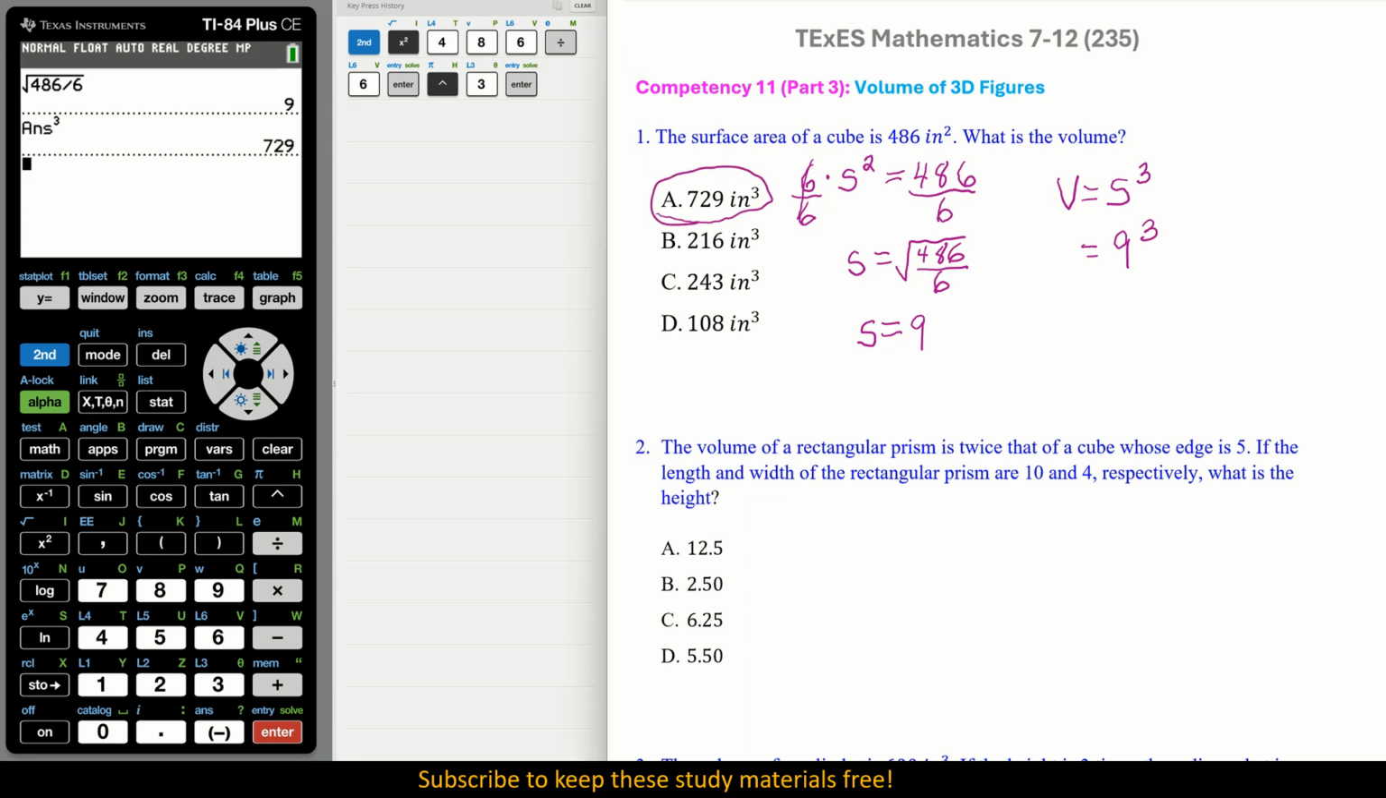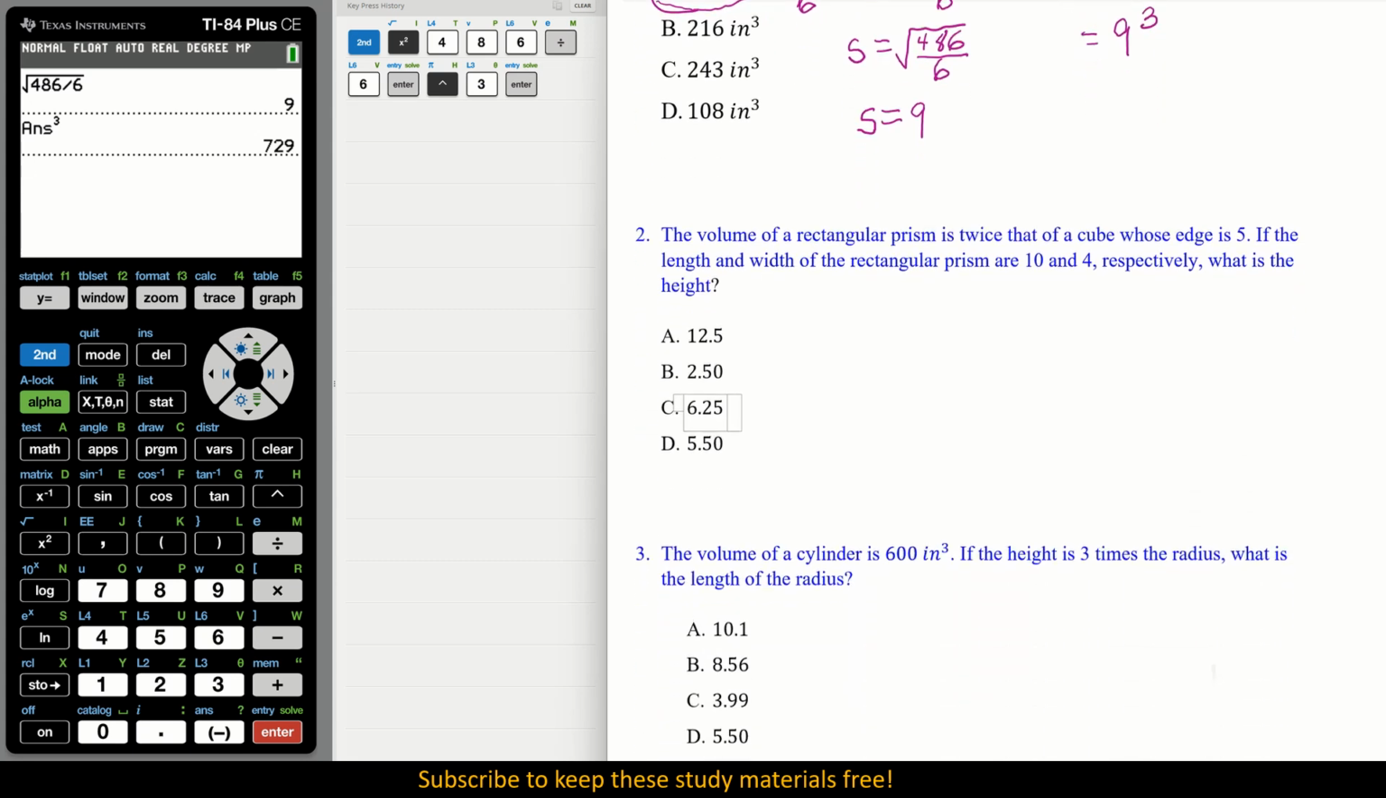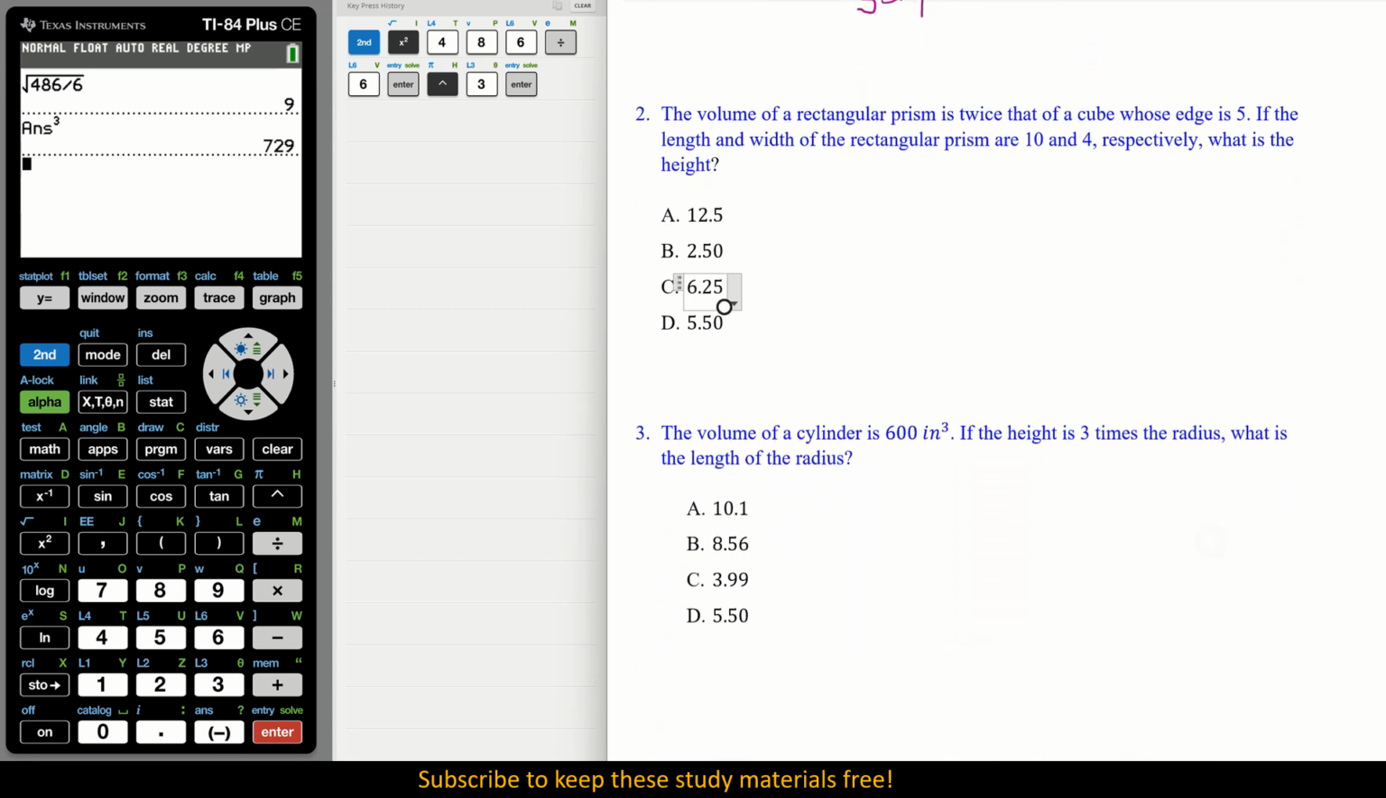Okay. Then for number 2, let's see what we have here. It says, the volume of a rectangular prism is twice that of a cube whose edge is 5. If the length and width of the rectangular prism are 10 and 4 respectively, what is the height? Well, we just need to write down what we know.